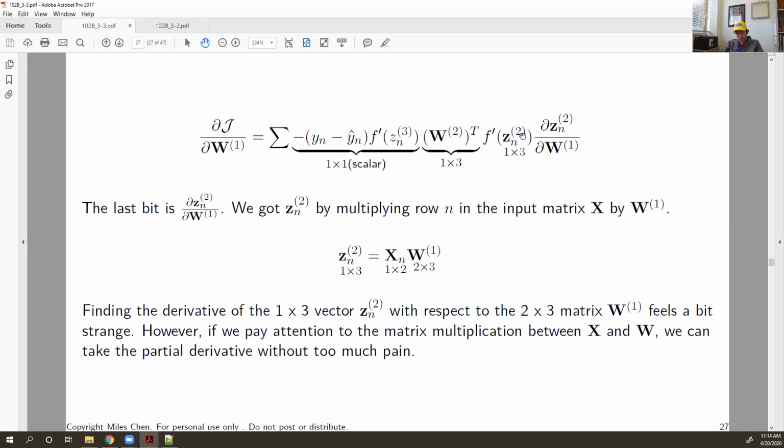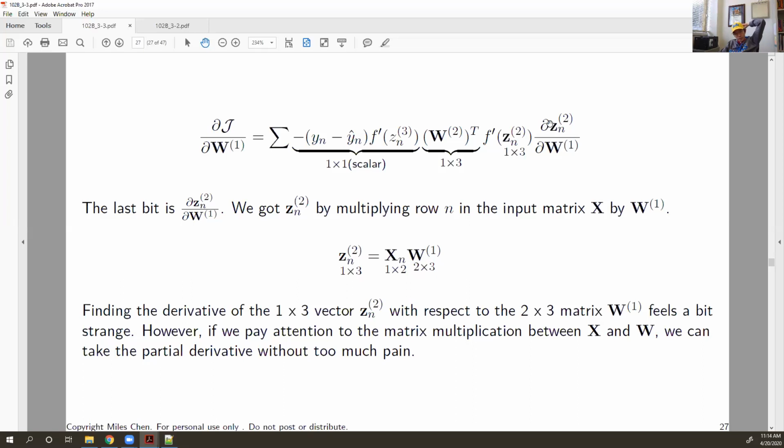So Z2 sub n, right? Z2 is an n by 3 matrix, but we're only looking at one row. We're just thinking of how this works for one observation, and for one observation, it's going to be a 1 by 3. All right, and here is the last thing we need to figure out.